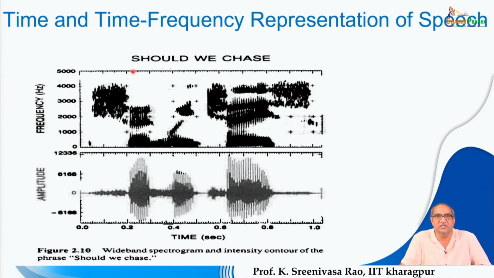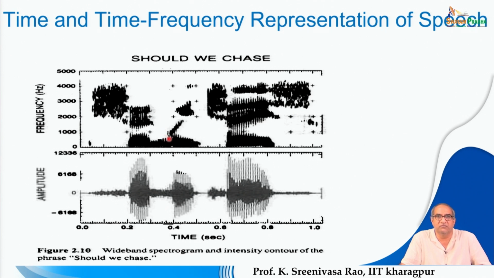The initial sound is "sh", which is reflected in the spectrogram as energy concentrated at high frequency, followed by "u". You can see the formant structure over here, where 3 distinct formants can be observed. Afterwards we have the "d", which is a voiced consonant, and correspondingly you can see very low frequency energy. The energy is completely concentrated at a very low frequency, and other than that you do not see any energy in the remaining portion.